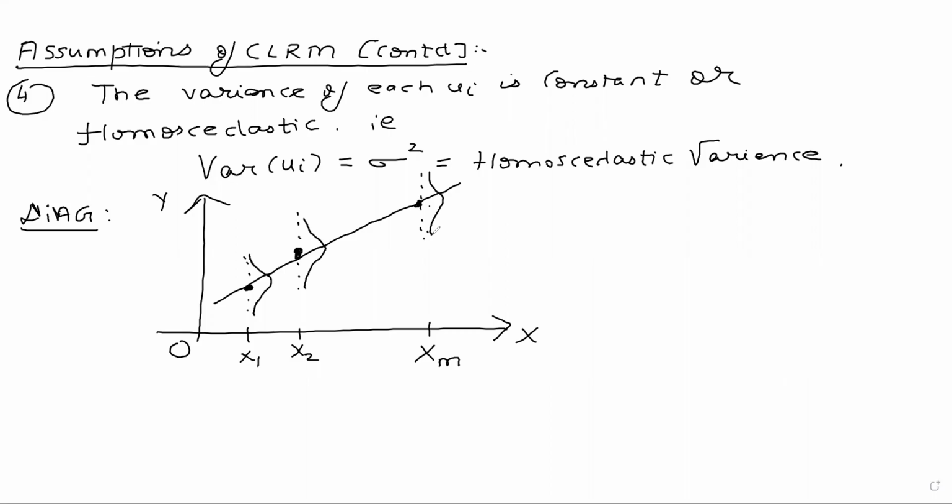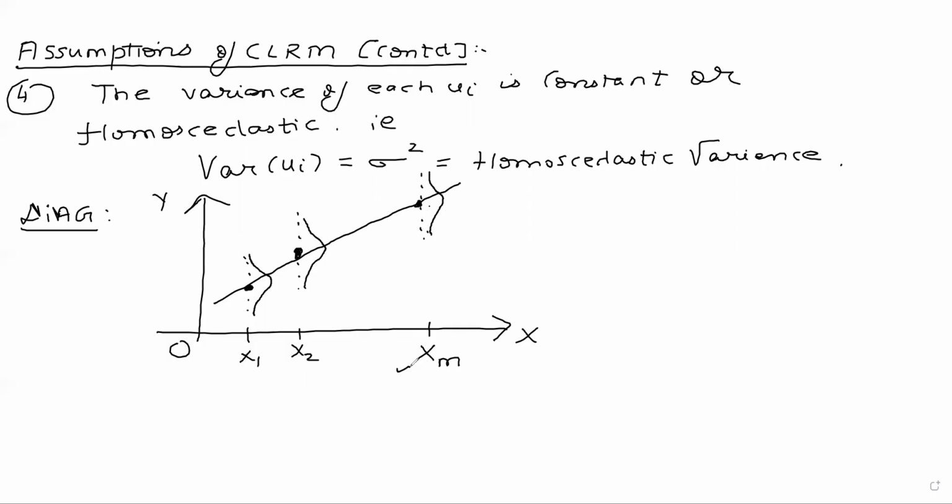But right now in this particular lecture, the crucial assumption is that the variance of each ui is a constant. So for x1, I have u1. Variance of u1 is a constant. For x2, I have u2. Variance of u2 is also a constant, and it's the same as variance of u1. Similarly, for xm, I have um. Variance of um is also a constant, and it's equal to all the initial variances.